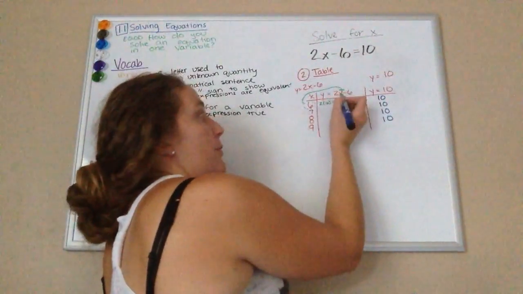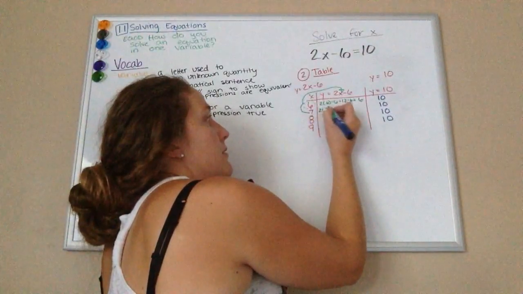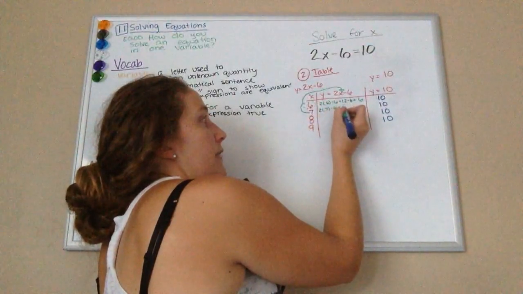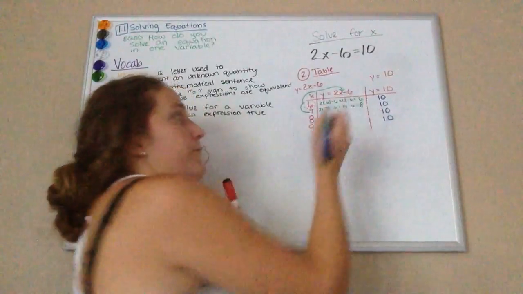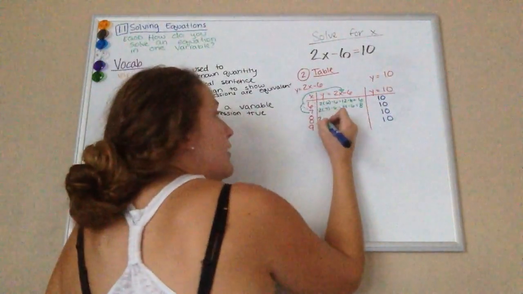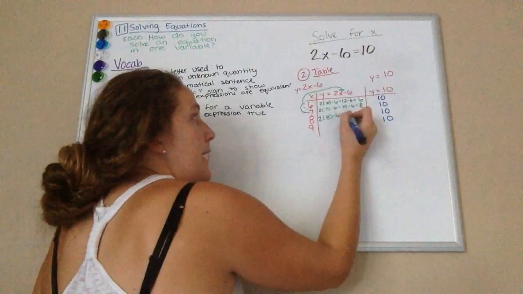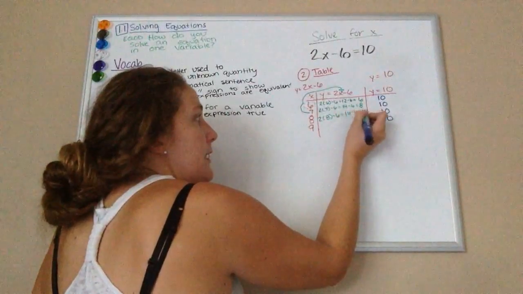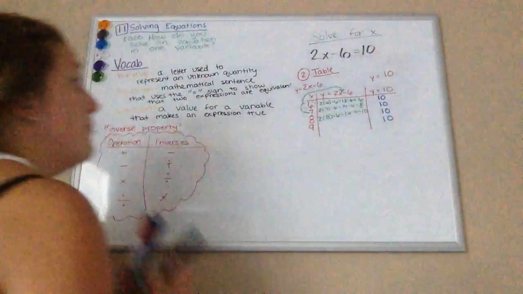So let's try 7. When we plug 7 in, we're going to get 2 times 7 minus 6. So we get 14 minus 6, which is 8. That doesn't work either. 8 and 10 don't match. So we keep it going. You can probably see where I'm going here. 2 times 8 minus 6. We get 16 minus 6, which is 10. Yay, we found our match. Awesome. So we've got our match here.